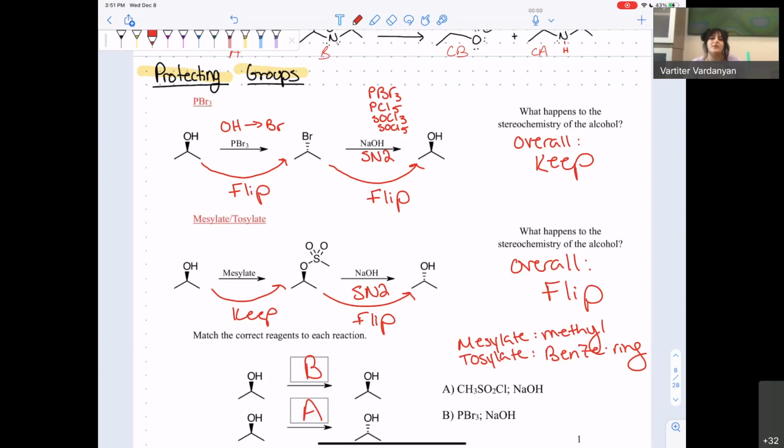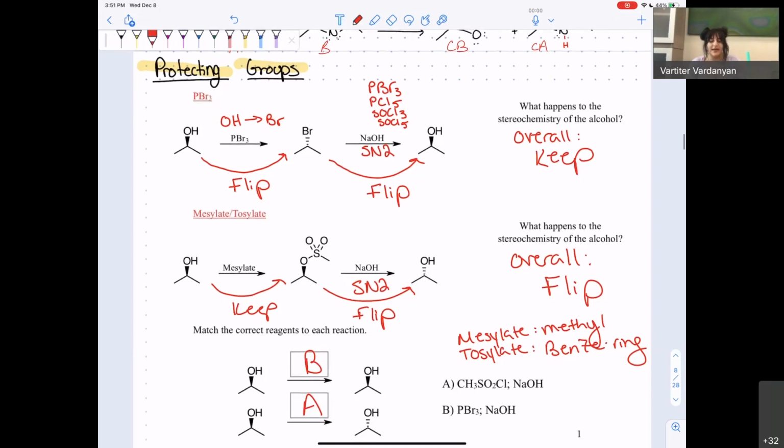If we have mesylate or tosylate, we are going to keep the stereochemistry in the first step, and we're going to flip it in the second step. Since we only flipped it once, it ends up overall flipping the stereochemistry. And the way he might ask you that in a question is like what I have drawn right here. And the answers are written there. So any questions about protecting groups?